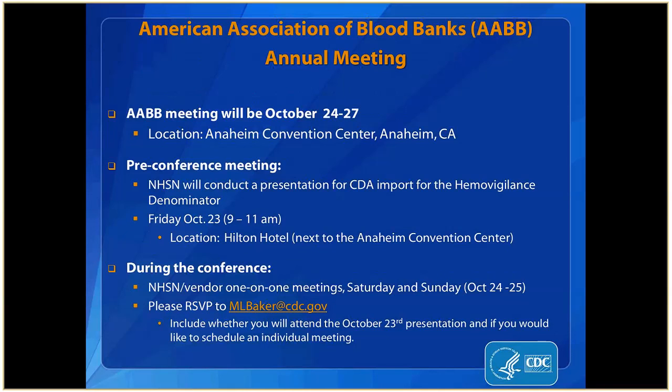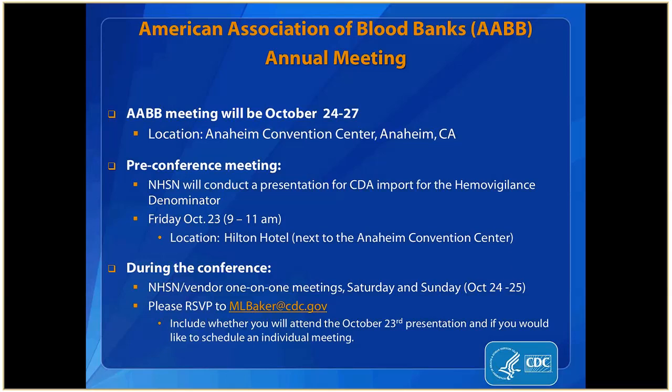The NHSN biovigilance team is planning to attend the American Association of Blood Banks annual meeting. The AABB meeting will be in October, the 24th through the 27th. It's at the Anaheim Convention Center in Anaheim, California. We plan to have a pre-conference meeting, similar to how we do at APEC. We'll give a presentation on the biovigilance and hemovigilance denominator before the meeting, Friday, October the 23rd from 9 to 11.